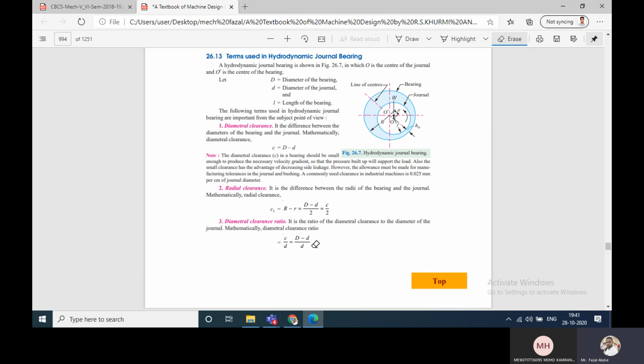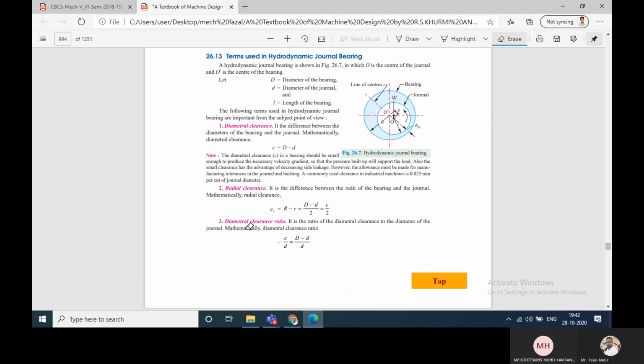And the diametral clearance ratio. This terminology is very important, and you can expect it in a short answer question on the terms used in hydrodynamic bearings. The diametral clearance ratio is C by D. It is the ratio of diametral clearance to the diameter of the shaft or journal. Here I am continuously using shaft, but in place of shaft we can also call it journal.